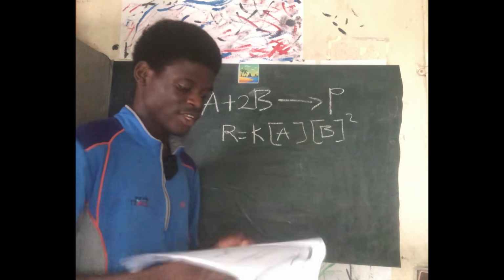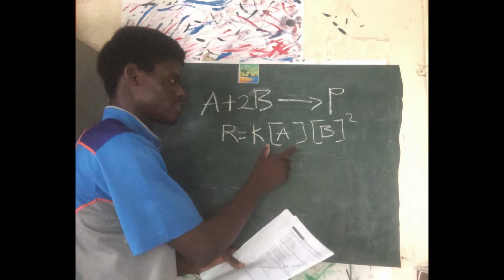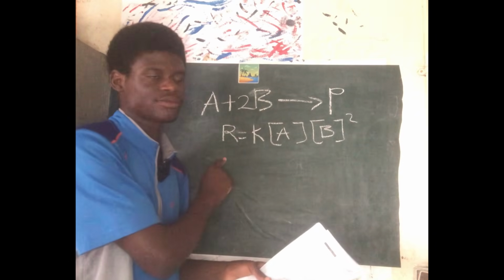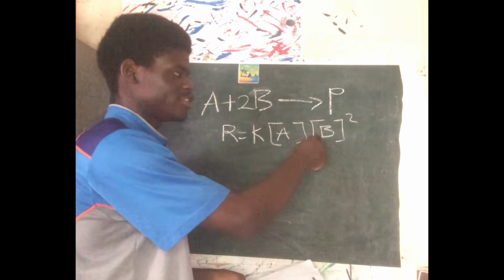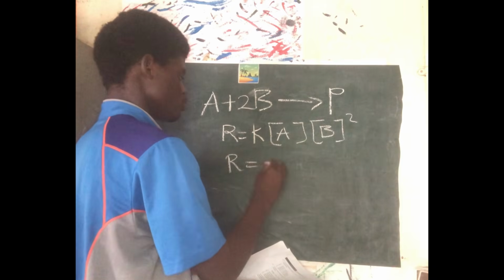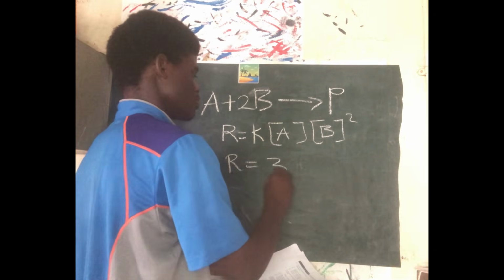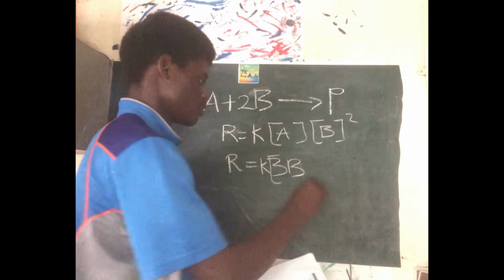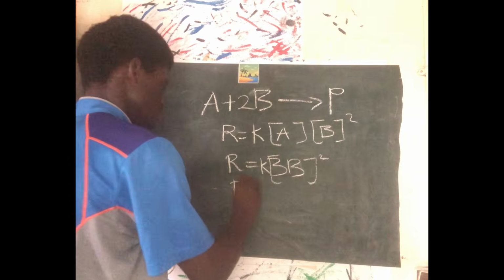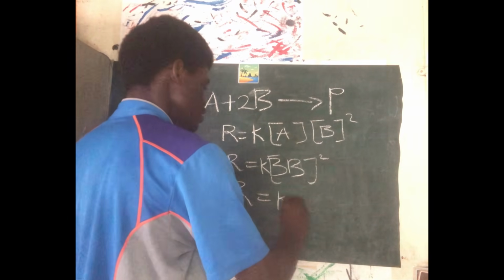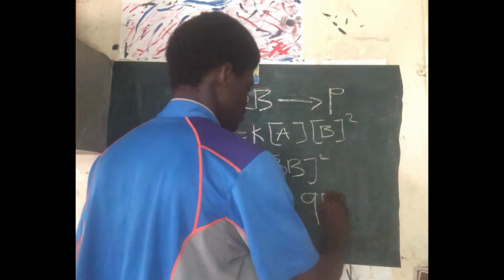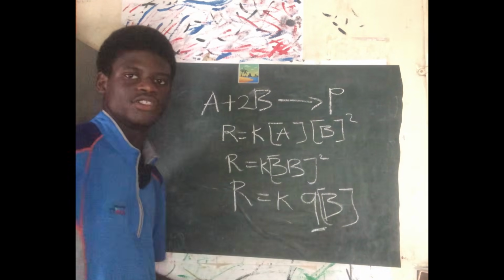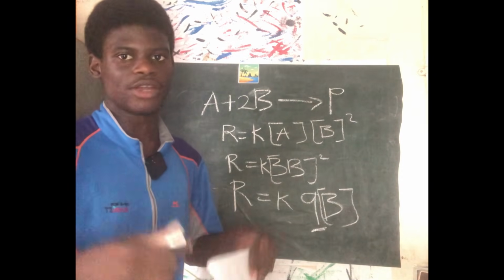So this one is easy. What they are trying to say is that when they kept the concentration of A constant and tripled that of B, what happened to the rate? What you just need to do is substitute 3 into the bracket. That will be R is equal to K, they kept this one constant, K[3B] raised to power 2. That will be R is equal to K 9B. That means the reaction rate is multiplied by 9, increased by a factor of 9.